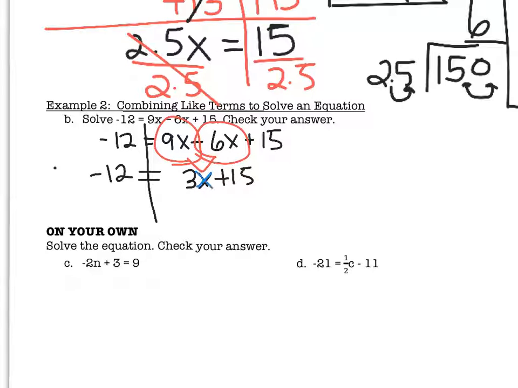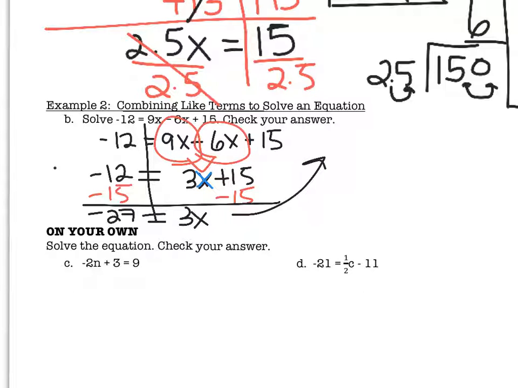So in order to get x alone, first of all, is there anything being added or subtracted to it? And the answer is yes. 15 is being added. The inverse operation is subtraction. Whatever you do to one side, you must do to the other side of the equal sign. So we get negative 12 minus 15 is negative 27 equals 3x. I'm going to move it over here.